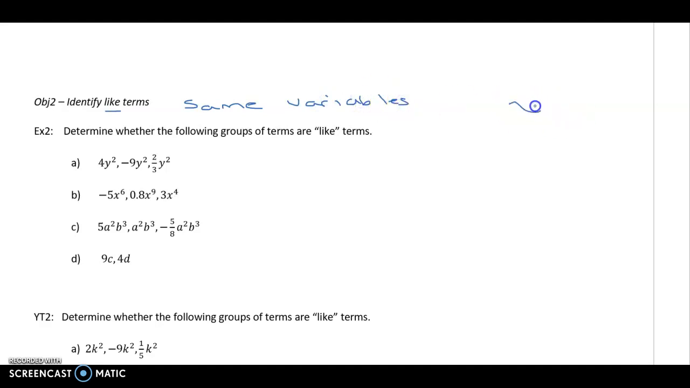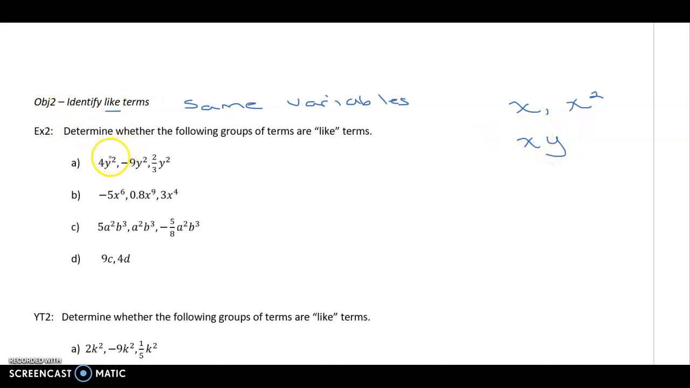A variable could just be x. A variable could be x squared. There could be an xy. There could be all kinds of different powers attached to those. So we want to make sure that they match. X and x squared are different variables. X and x times y are different variables.